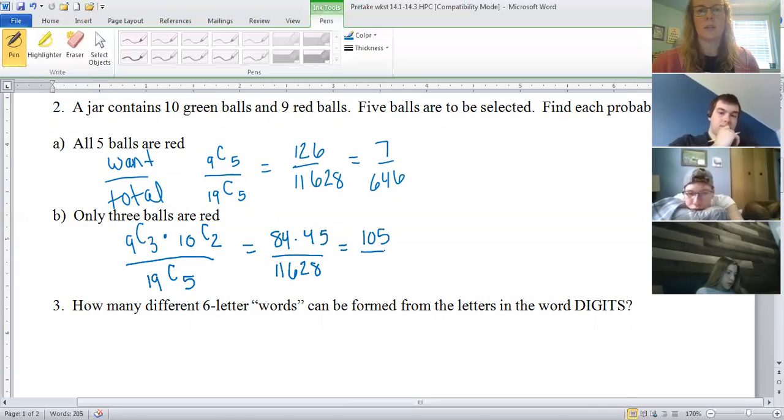The answers are on the second sheet there, but I'll write them down. 323. Okay, so a little bit better chance of that happening. Okay, about a 33% chance.